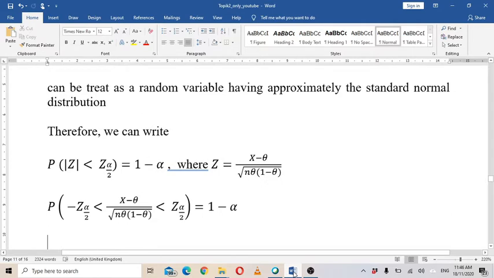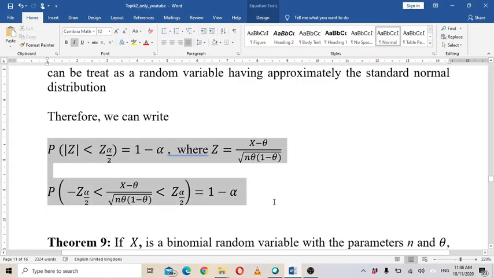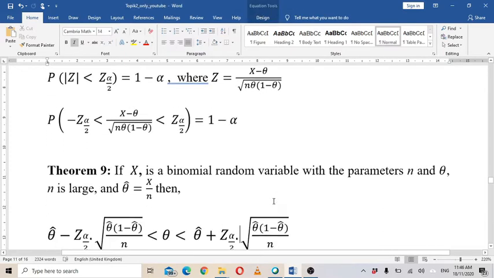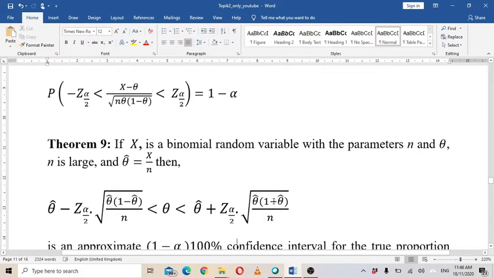Therefore, we can write the confidence interval formula in this way. This is how we derive the formula for the confidence interval of a proportion. Theorem 9: if x is a binomial random variable with parameters n and theta, and n is large (they highlight the word large), and theta hat means that we estimate from the sample, so that's why we put a hat on top of theta, then theta hat is equal to x over n. This is the formula.